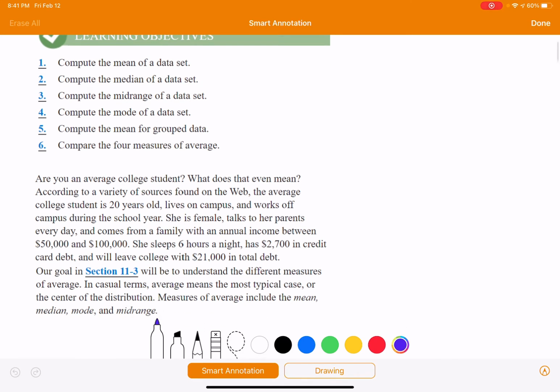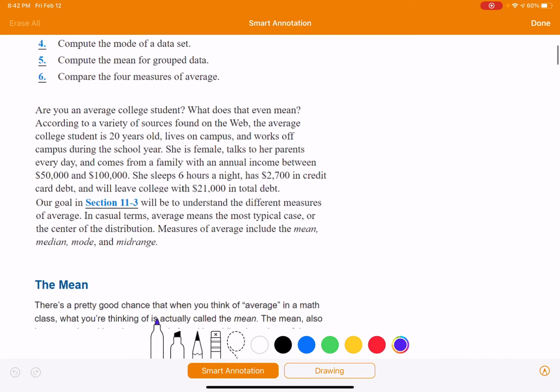Are you an average college student? What does that even mean? According to a variety of sources found on the web, the average college student is 20 years old, lives on campus, and works off campus during the school year. She is female, talks to her parents every day, and comes from a family with an annual income between $50,000 and $100,000. She sleeps 6 hours a night, has $2,700 in credit card debt, and will leave college with $21,000 in total debt. Our goal in section 11.3 will be to understand the different measures of average.